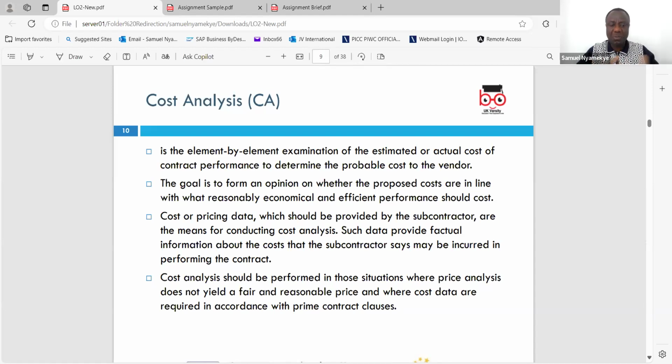So cost or pricing data, which should be requested in this. So you have to request for data. That is the basis. You can't just sit there and say, okay, I can check. How do you check? You have to request for data. We'll see that later.